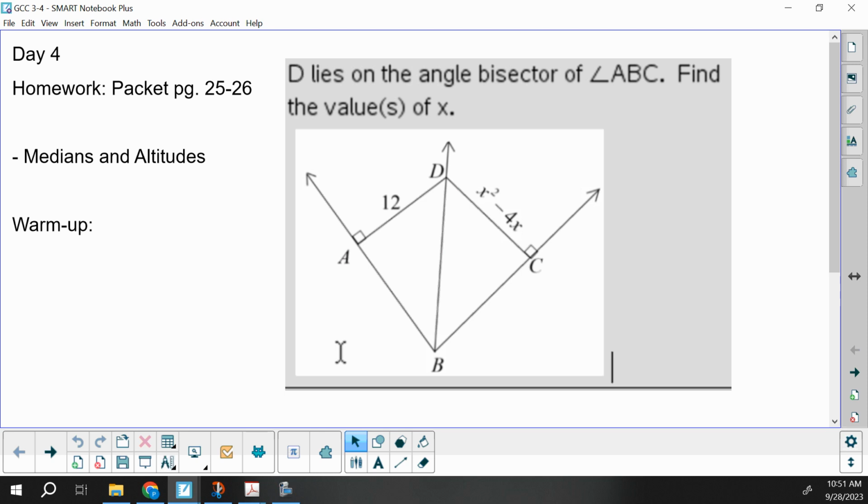So we're going to pause the video for 4 minutes to allow you to take your packet and your compass and straight edge out, to write your homework in your planner, and also to give the warm-up a try on the warm-up sheet.